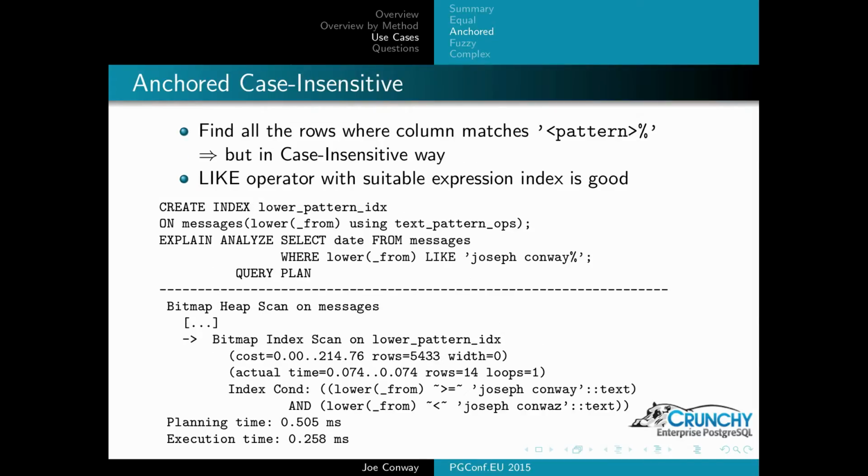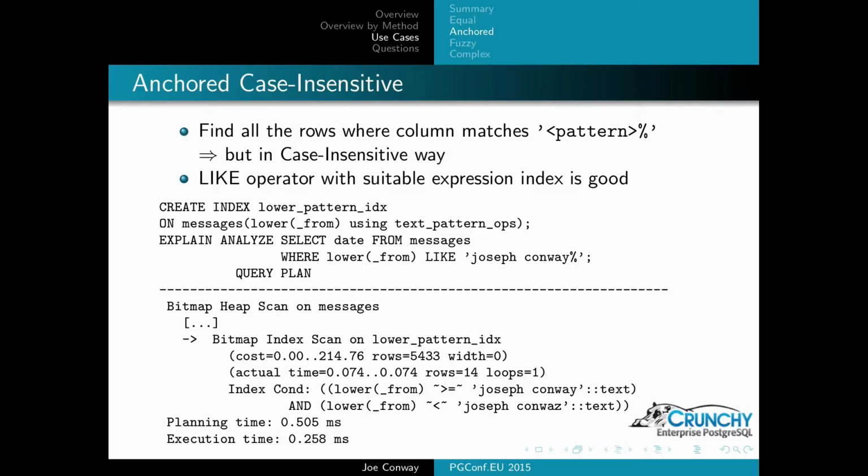So now what happens if I want to do an anchored case-insensitive query? I want to find all the rows where I matched a pattern wildcard, but in a case-insensitive way. At this point, one good way to do this is using the like operator, but building what's called an expression index. Are you familiar with expression indexes in Postgres?